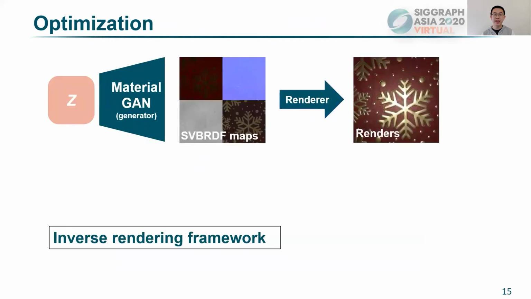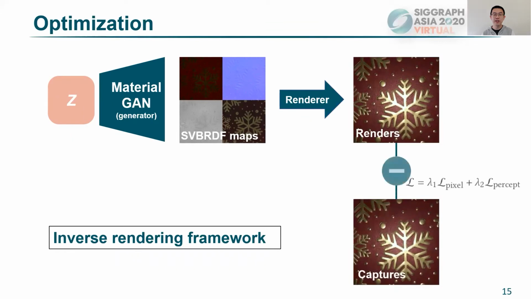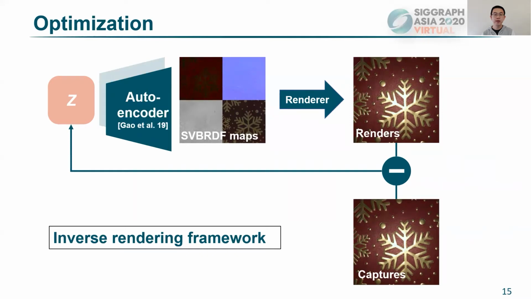We use MaterialGAN as a material prior for SVBRDF acquisition via an inverse rendering framework. To do the optimization, we're using a combination of a standard per pixel L2 loss and a perceptual loss that has been shown to produce sharper results in image synthesis tasks. A paper from last year has a similar architecture, but with the autoencoder as a material prior. Most of our comparisons are with theirs.